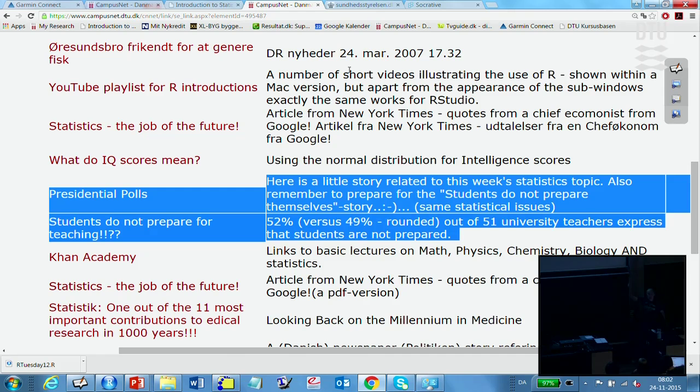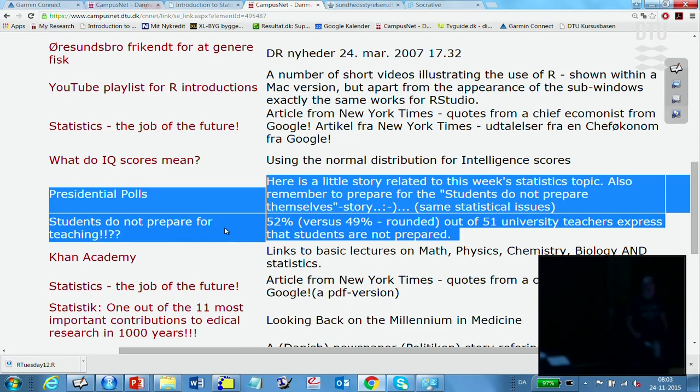It's linked to, for instance, polls, like you made polls to ask people what would you like to vote for in the coming, for instance, presidential election in the US. There is a little story about that if you're interested. It could also be some of these percentages that newspapers often bring to us. For instance, a couple of years ago, Jyllandsposten, I believe, had this story about students do not prepare for teaching. University students, at least in the eyes of the teachers. So many teachers thought that was the case.